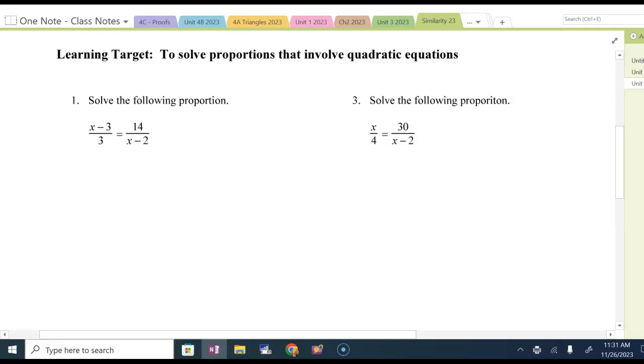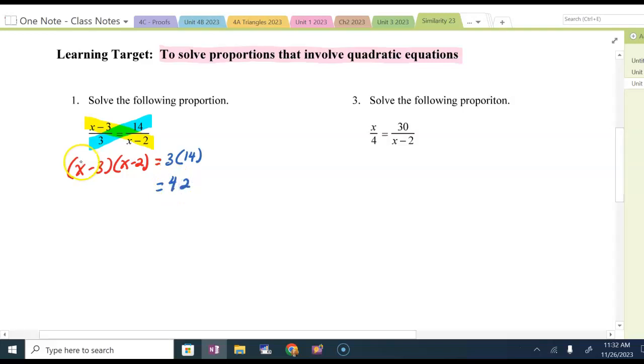Hello geometry students, today's learning target is to solve proportions that involve quadratic equations. If we look at problem number 1, we're going to cross multiply the x minus 3 and the x minus 2. So we'll write down x minus 3 times x minus 2, and that'll equal 3 times 14. When I do 3 times 14 on my calculator, I will get 42.